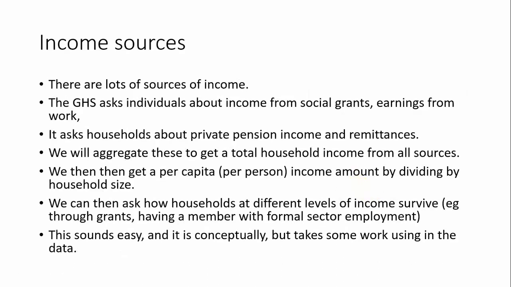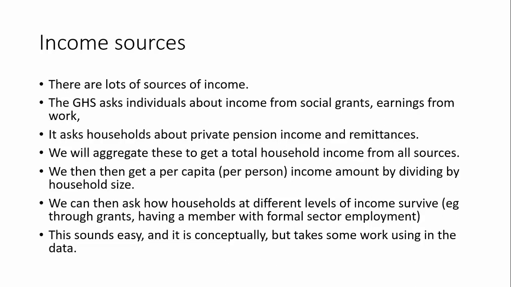So the GHS asks lots of questions about income. Income from social grants, earnings from work. It also asks household about remittances. Are there migrants who send money back to this household? Migrants who live elsewhere. And it also asks about private pension income.